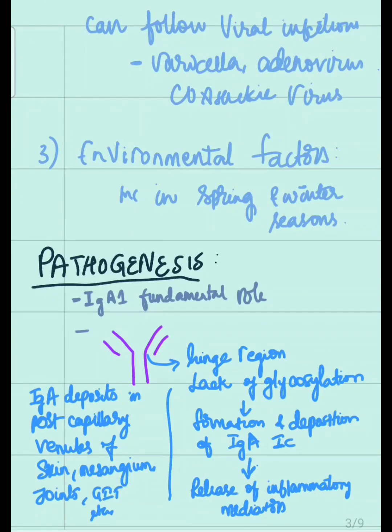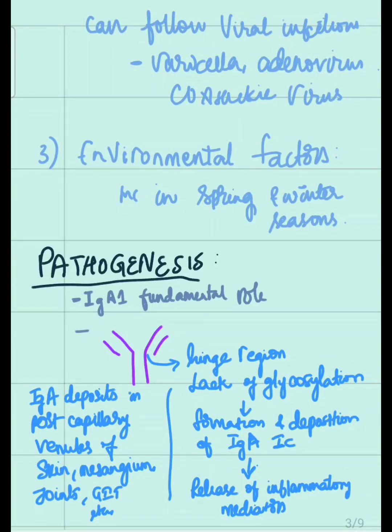Now, coming to the pathogenesis, IgA1 immunoglobulin plays a fundamental role. We all know that IgA is of two types, IgA1 and IgA2. In Henoch-Schönlein purpura, IgA1 plays the most important role. There's something called a hinge region between the Fab and Fc portions.